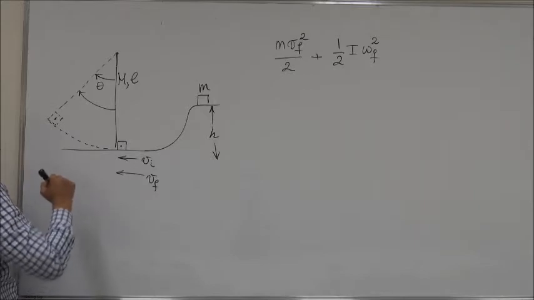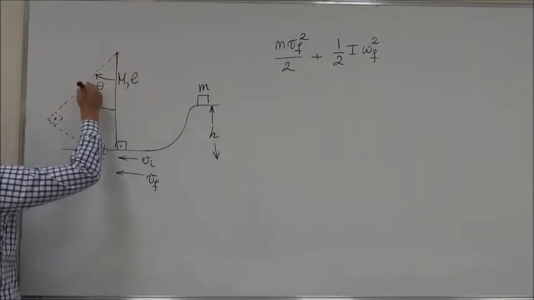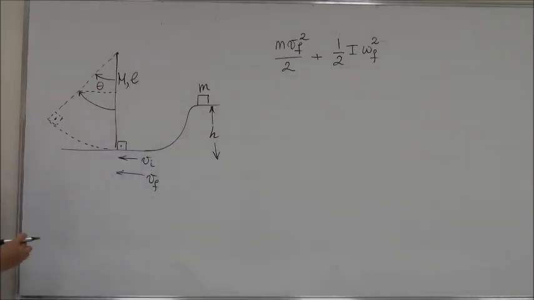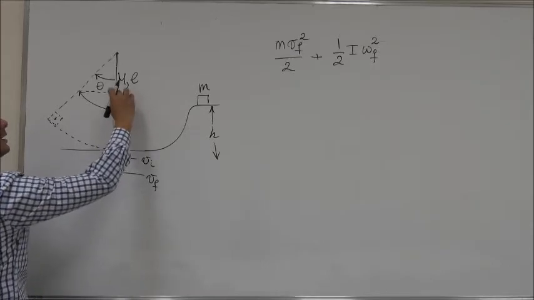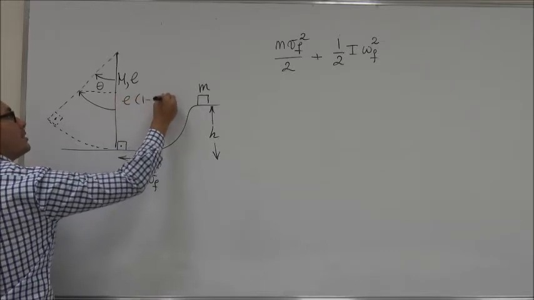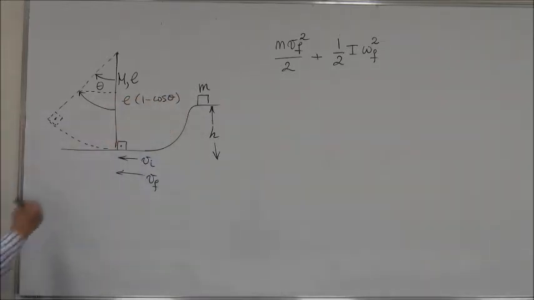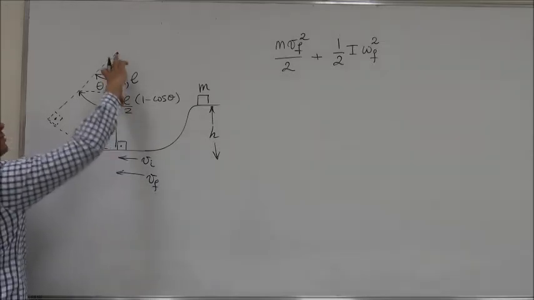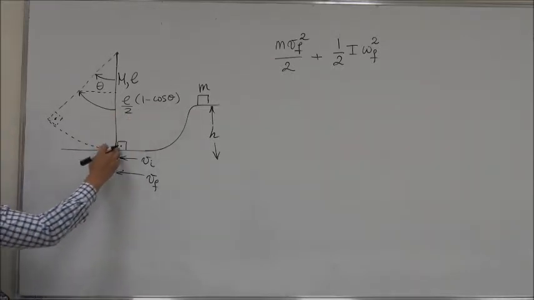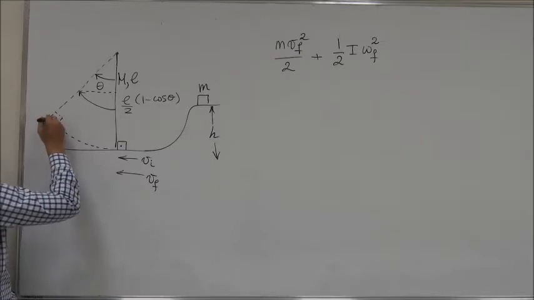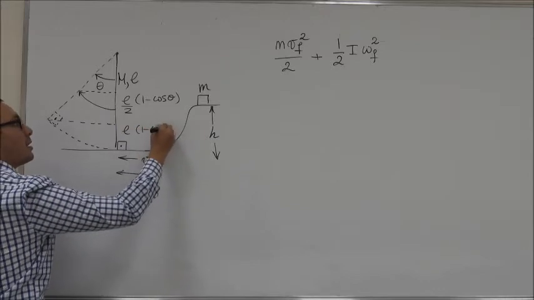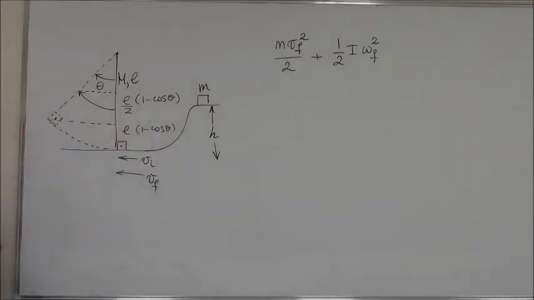So let's first look at the center of mass of the rod. By how much is it elevated? You should convince yourself that this distance here is equal to L times 1 minus cosine theta. And instead of L, I should say L over 2, because this is half of the rod. So L over 2, 1 minus cosine theta. For the block, however, this distance here is equal to L, 1 minus cosine theta. So L, and here it's L over 2.